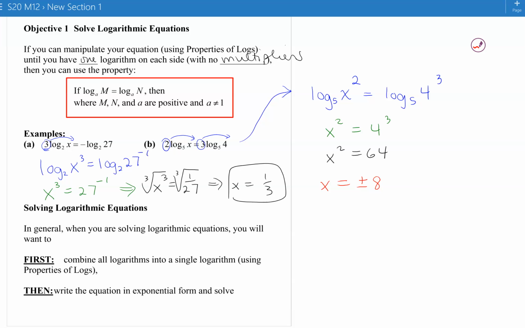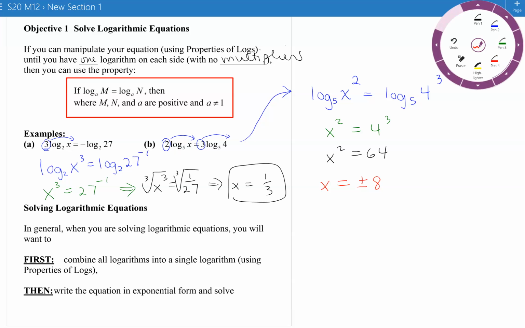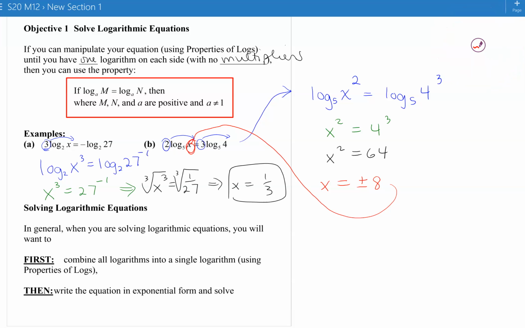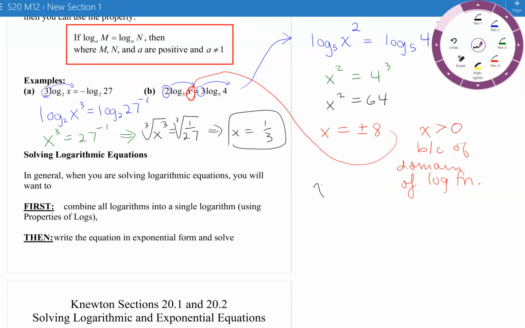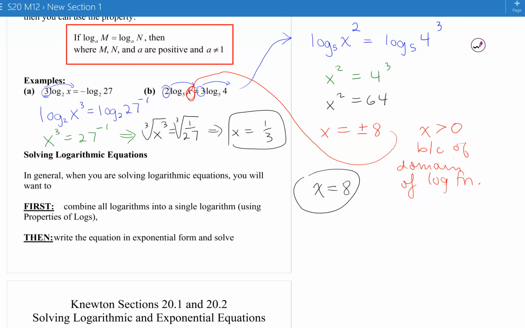So don't neglect that minus, but then you should go back to the original problem and say, well, I have an x in the argument of a logarithm, so x has to be positive because of the domain of the log function. So we know our only actual answer is going to be x equals 8.